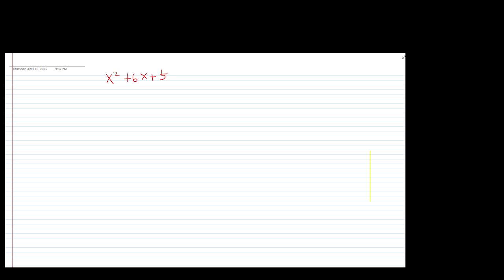Let's talk a little bit about completing the square. Completing the square means that it's a form of factoring. Let me begin by showing you an example on this problem here. We have x squared plus 6x plus 5. I forgot to write that equals 0 earlier.